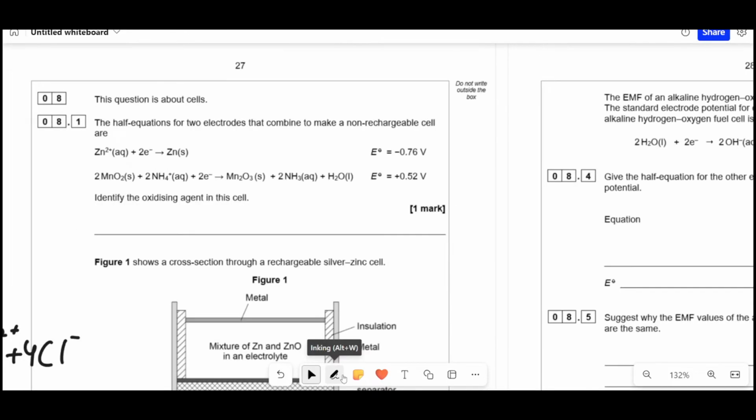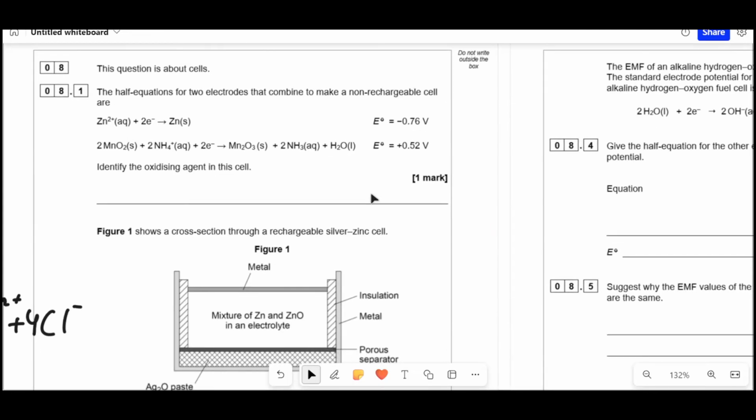So this question is about fuel cells or cells and stuff. A lot of the time you can just look at what the page is saying and work off of that, and then you can work backwards. You don't have to remember loads and loads of bits and bobs. Obviously there's some remembering, but a lot of the time it's doable with what you've got here. So the half equations for 2 electrodes that combine to make a non-rechargeable cell are Zn2+ plus 2e- gives you Zn, and so on.